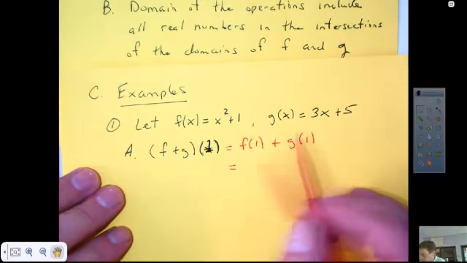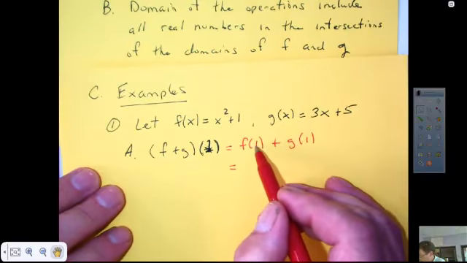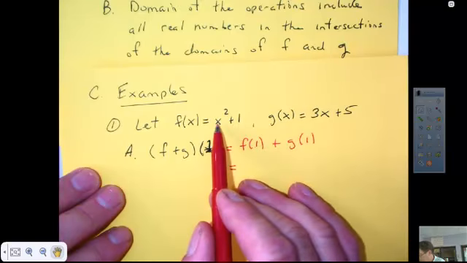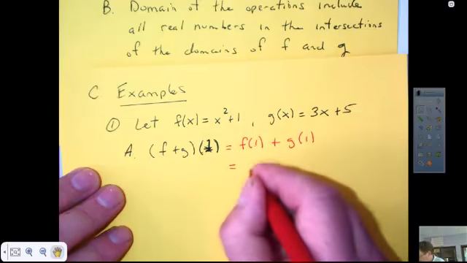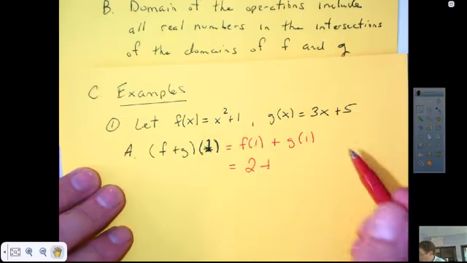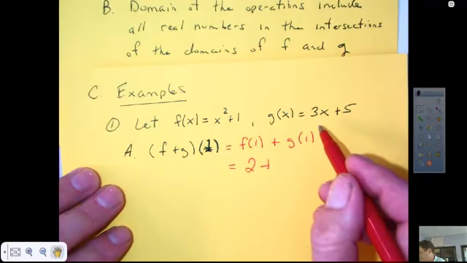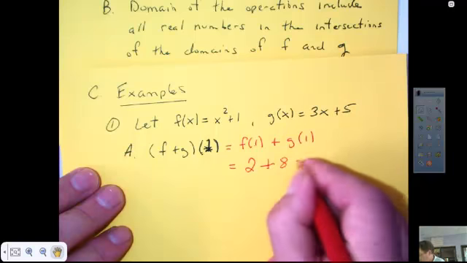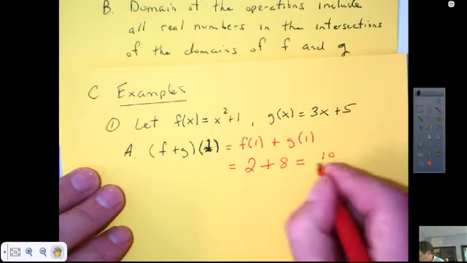So this is pretty easy. We just mentally, f of 1 says put 1 into the f. So f of 1 would be 2. And then to find g of 1, we put 1 into g. And so the answer is just 10.